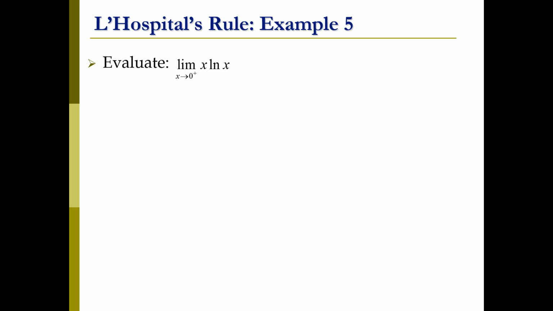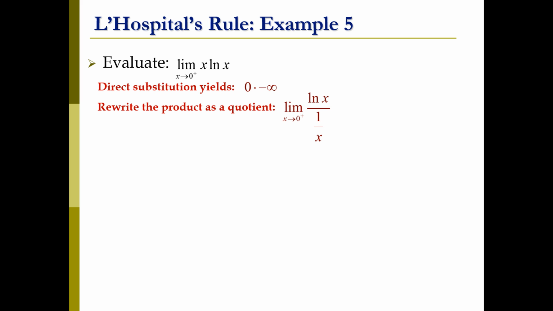Let's say, for example, we want to find the limit as x approaches 0 from the right of x times ln of x. If we use direct substitution, we're going to get 0 times negative infinity. Of course, this is indeterminate, so we're going to want to rewrite it as the limit as x approaches 0 from the right of ln of x divided by 1 over x.